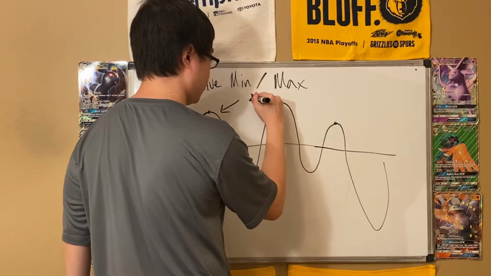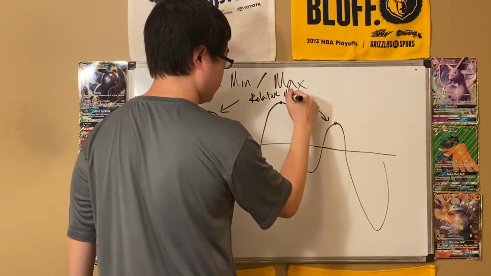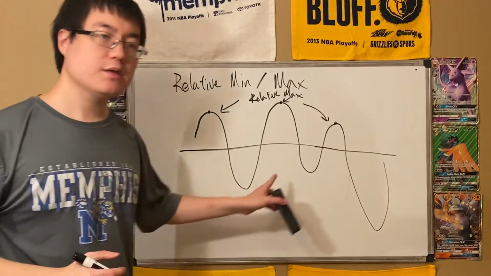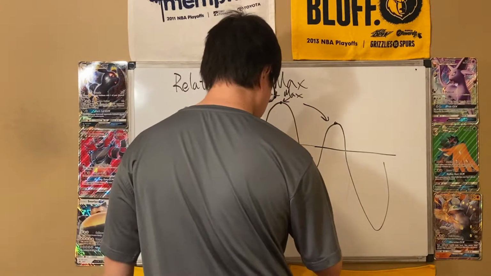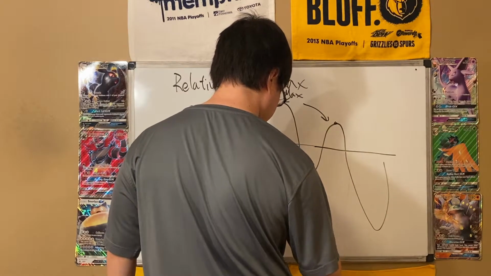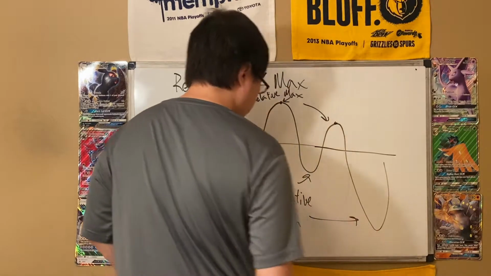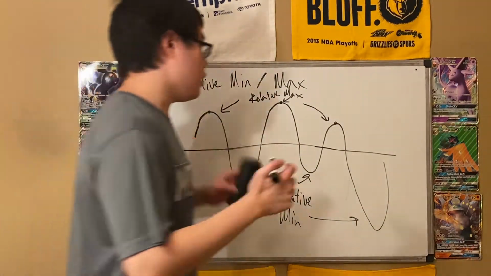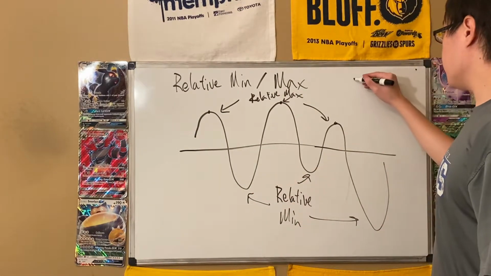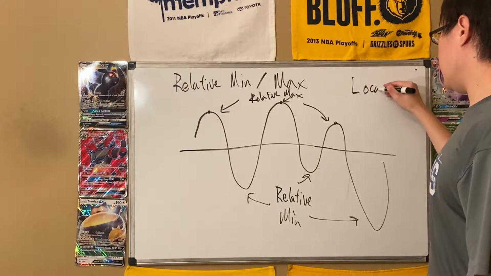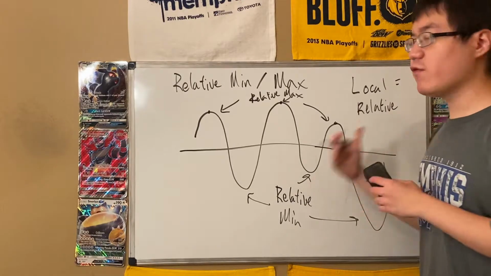So relative max, and relative max. The relative minima are all the valleys. So a relative minimum is the reverse. They're all the valleys. Keep in mind that on the AP exam and in all of calculus, we use two words interchangeably in this context. We're going to use the words local maximum and relative maximum, but just keep in mind that they're the same thing, and both words work.